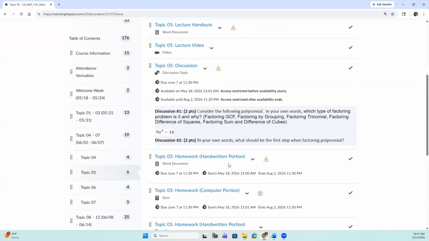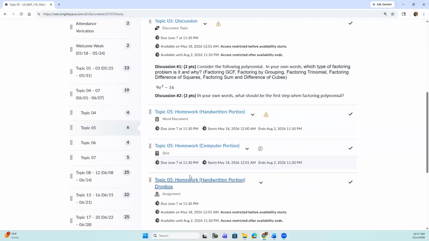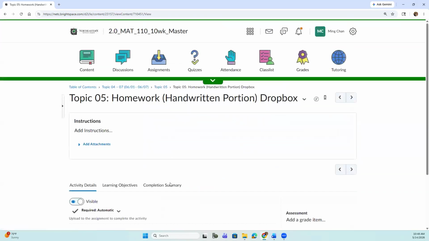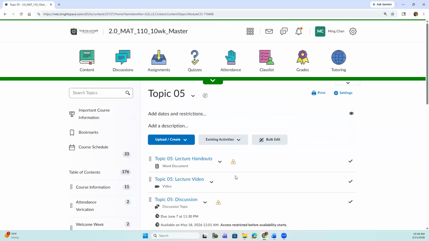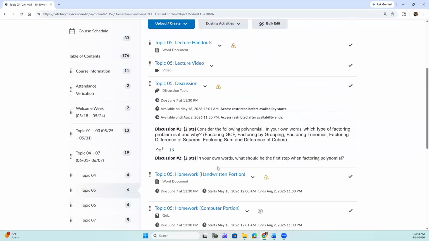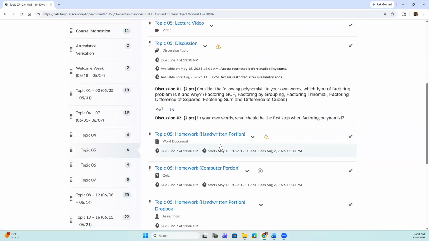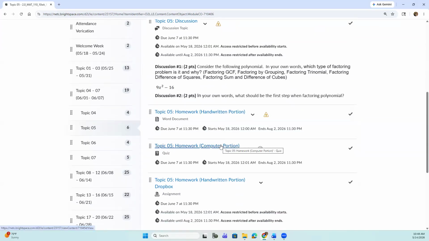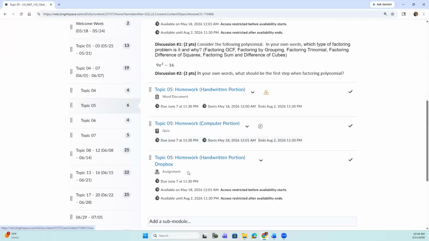For topic number 5, right below here, you have the handwritten portion of the Dropbox. If you click on the Dropbox, it's simply looking for an attachment. What students normally do is handwrite the handwritten portion of the homework, use a mobile device to take pictures of what you wrote, and then access D2L from the mobile device and upload the pictures into the Dropbox.